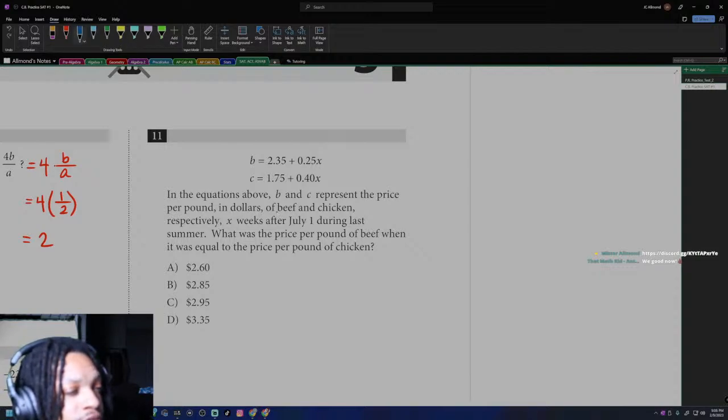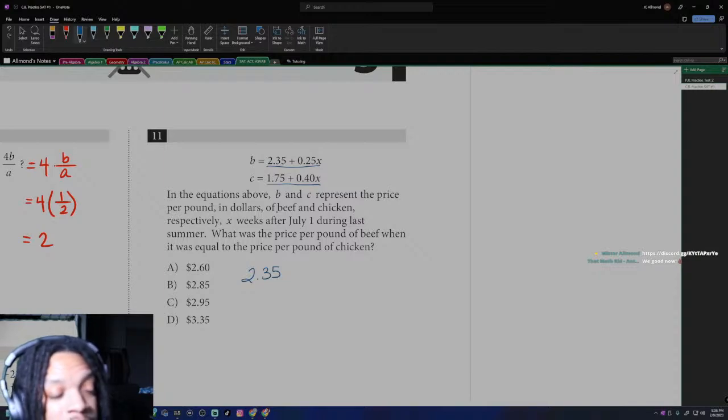Okay. So the price per pound of beef, it tells us, is represented by B. B represents the price per pound of beef. Okay, so they want to know B when it was equal to C. We're trying to find when B and C are equal to each other. What is B when they're equal to each other? So if B is all of this and C is all of this and they're equal to each other, I'm going to just set those equal to each other and then solve for x.